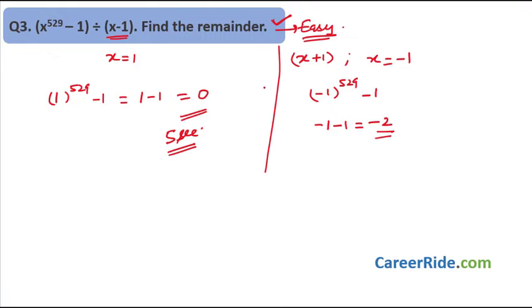So pay attention to what you are asked to divide it with. Is it x plus 1 or x minus 1? That is the only thing you have to pay attention to. Otherwise, this is a very easy type of question. Okay, let's move on to the next one.